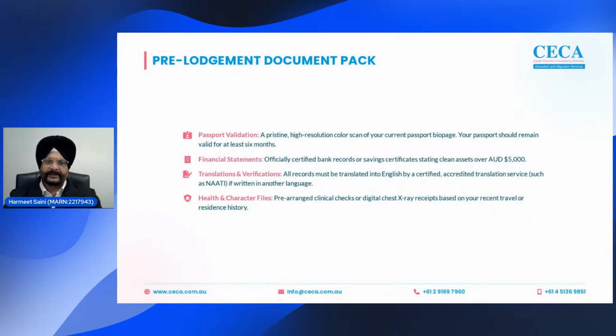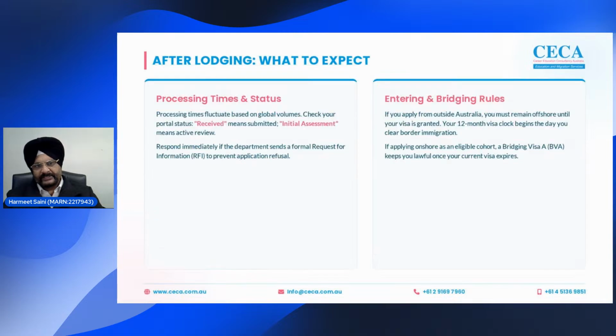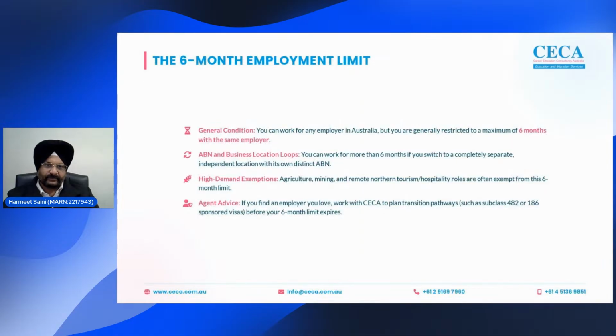For example, for a country like India, it must be notarized. If it is in Australia, that has to be NAATI certified. And for health and character requirements, you need to go for a health examination as well before the visa grant. And that's how this whole process takes place. So now we have discussed all visa subclasses and their requirements.